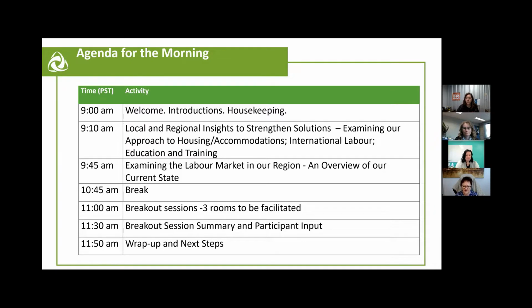We'll take a quick break at that point, and then we're going to jump into the breakout sessions, which are about 30 minutes. Folks will be pre-assigned, so Jocelyn will be moving us into those breakout rooms. She'll then move us back into the main room, and we'll engage in a quick overview of some of the key things that we heard during those discussions. At that point, I'll pass it back to Lana and Carly, who will do a quick wrap up and offer some next steps. So that's the agenda we're going to follow for the morning.